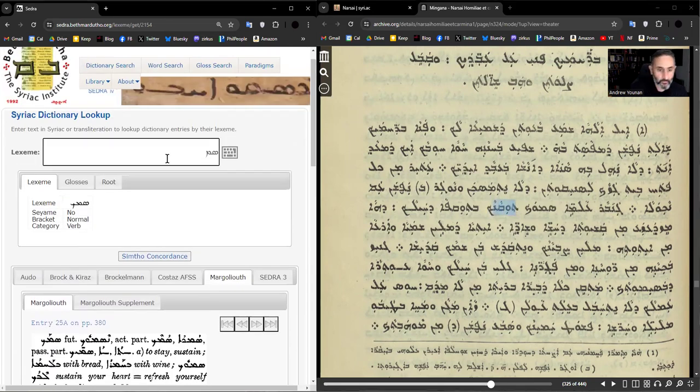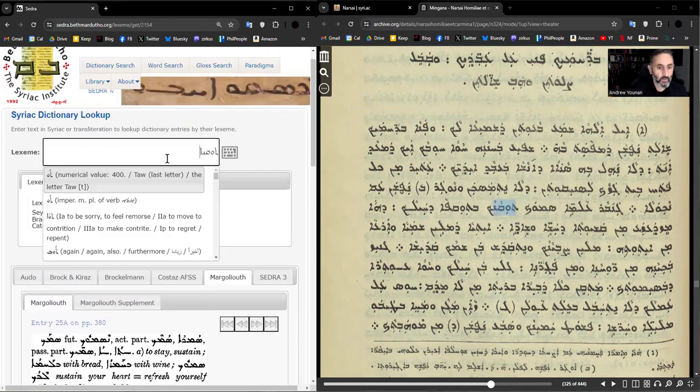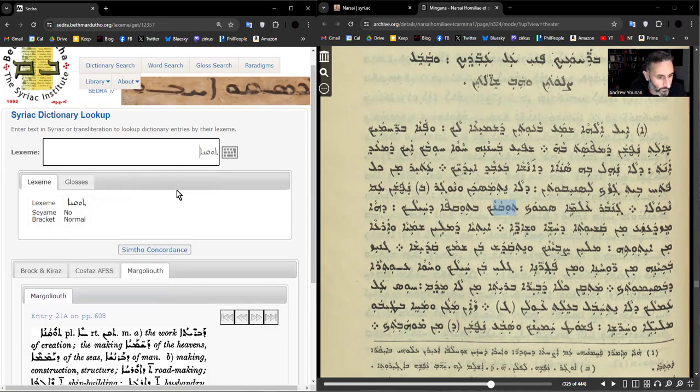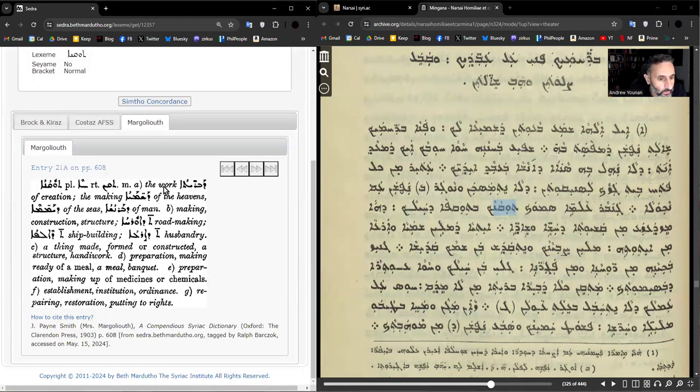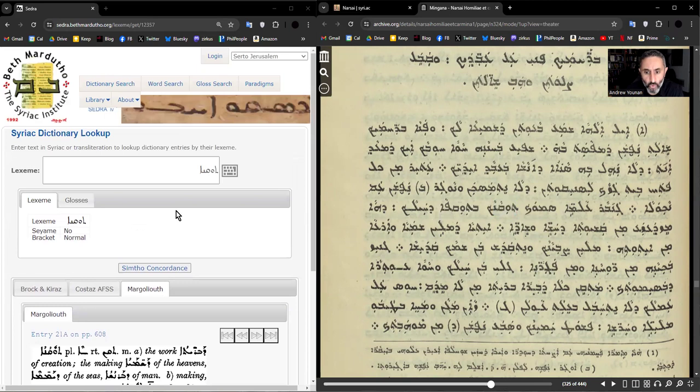Let's look up tuqana. Tuqana. Your work, your construction, your structure, thing made, formed, your handiwork. Oh, that's nice, handiwork. Sustain your handiwork. Tuqpa. Let's look up tuqpa.